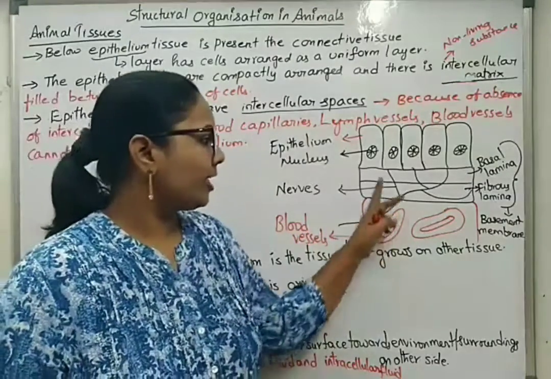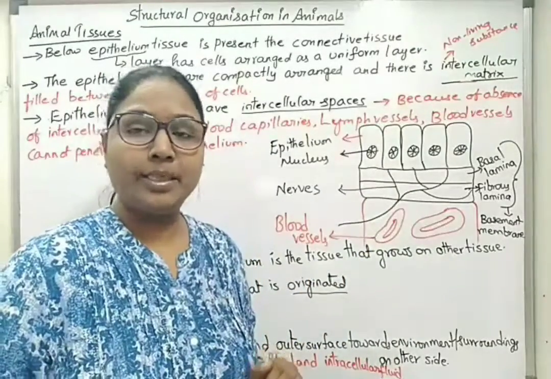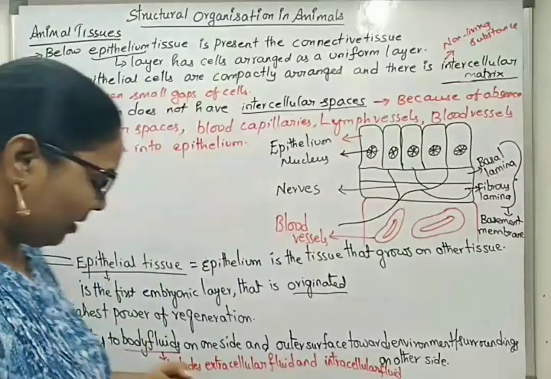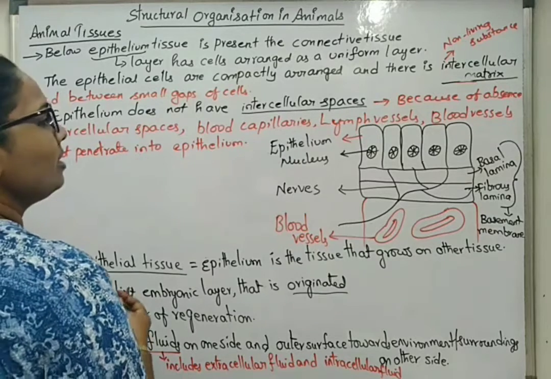Nervous tissue, which is connected up to the base part of the epithelium, generates and brings impulses. Blood vessels will bring the nutrients. So blood vessels supply both gaseous exchange and nourishment.